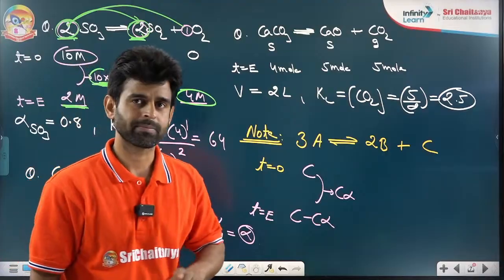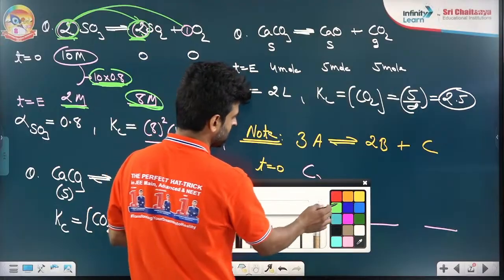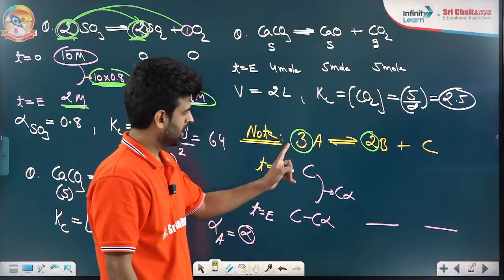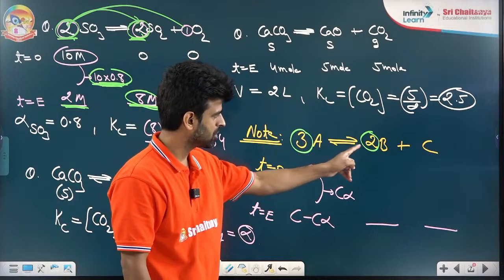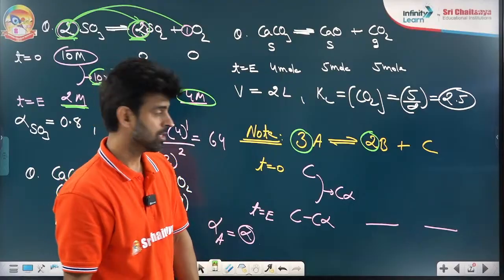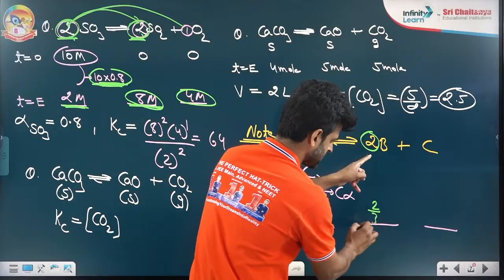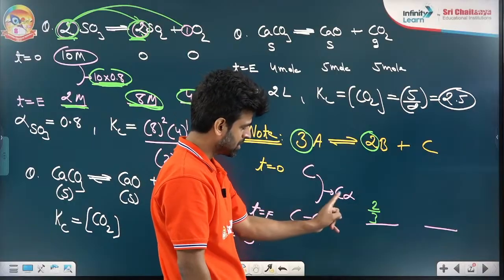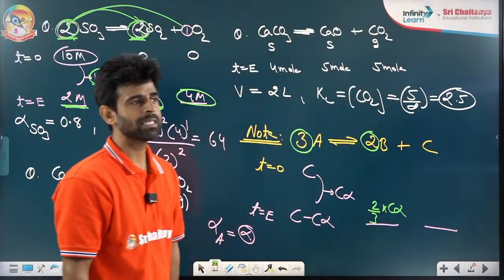Now come to stoichiometry. We know very well that 3 of A makes 2 of B. Its 3 is consuming its 2. So its 1, beta, its 1 will make how much? 2 by 3. 3 makes 2, so 1 will make how much? 2 by 3. So C alpha makes how much? 2 by 3 into C alpha.